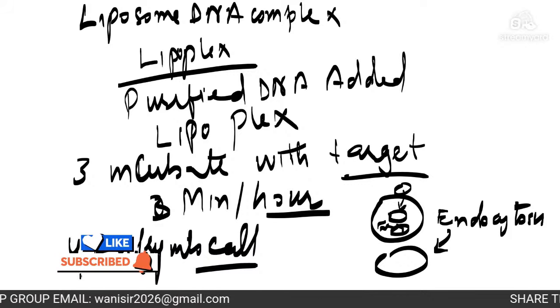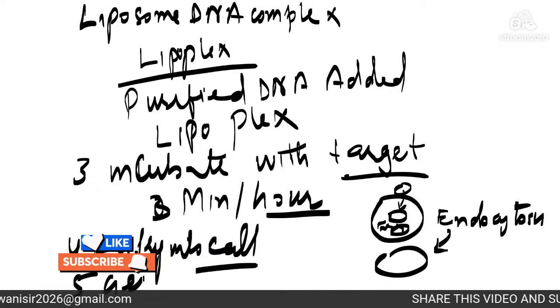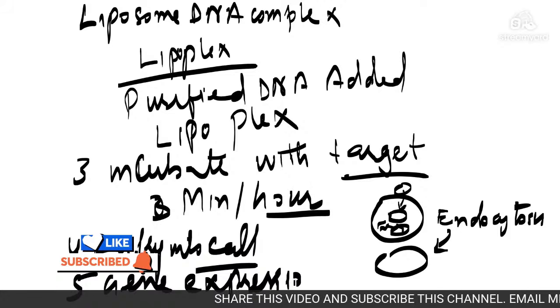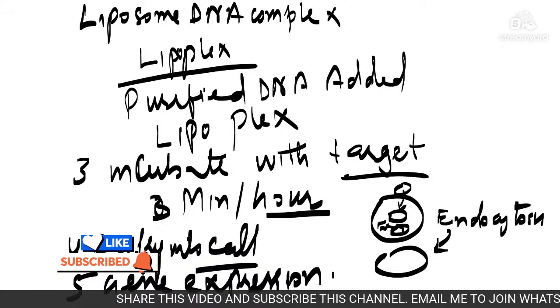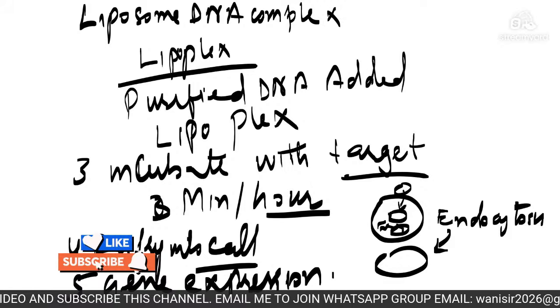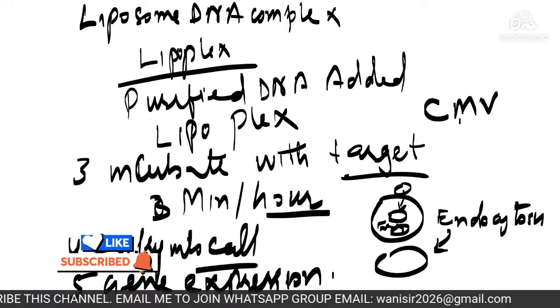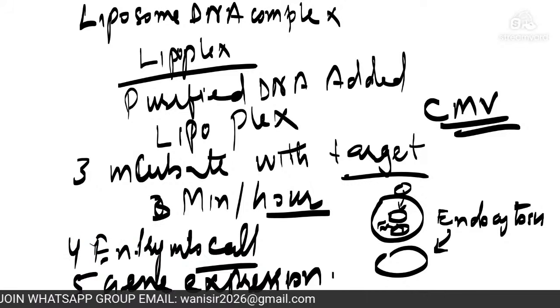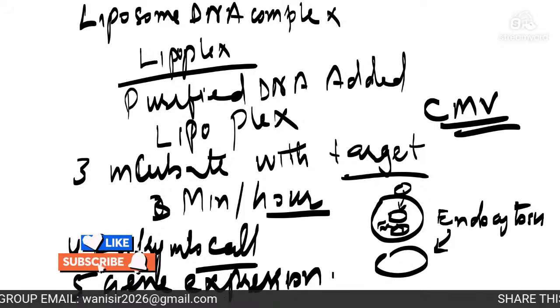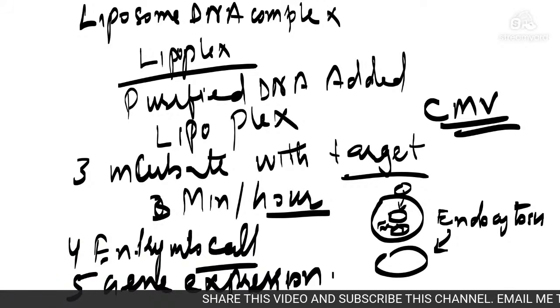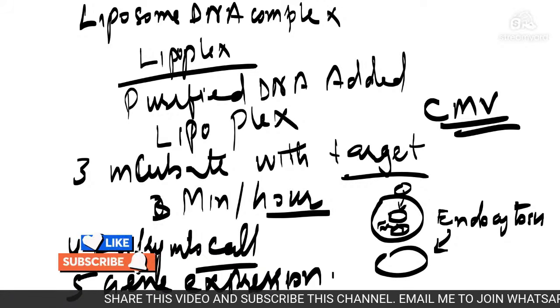The fifth step is gene expression. The DNA reaches the nucleus, and if the plasmid has a functional promoter like CMV, then the gene is expressed. So in simple terms, liposome-mediated gene transfer uses cationic liposomes to bind the DNA and form the lipoplex, which enters the cell and delivers the gene for expression.